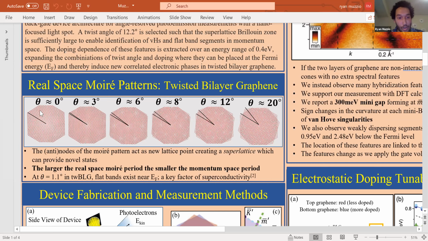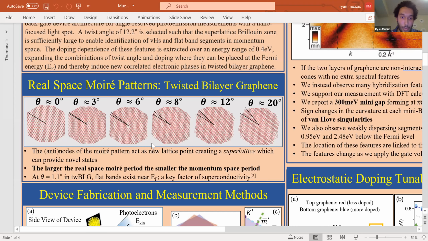One is at 0 angle. Another is at 3 degrees and all the way up to 20. And you can see this, what we call a moire pattern forming. And these moire patterns actually allow you to create novel states because these moire patterns have nodes and antinodes that the electrons see, and therefore will form new states as if they're seeing a new lattice.